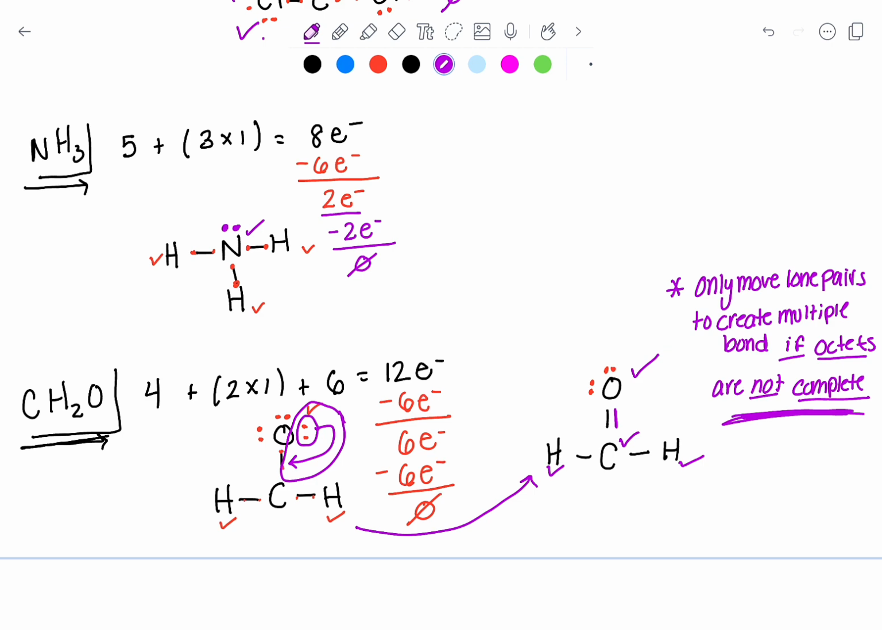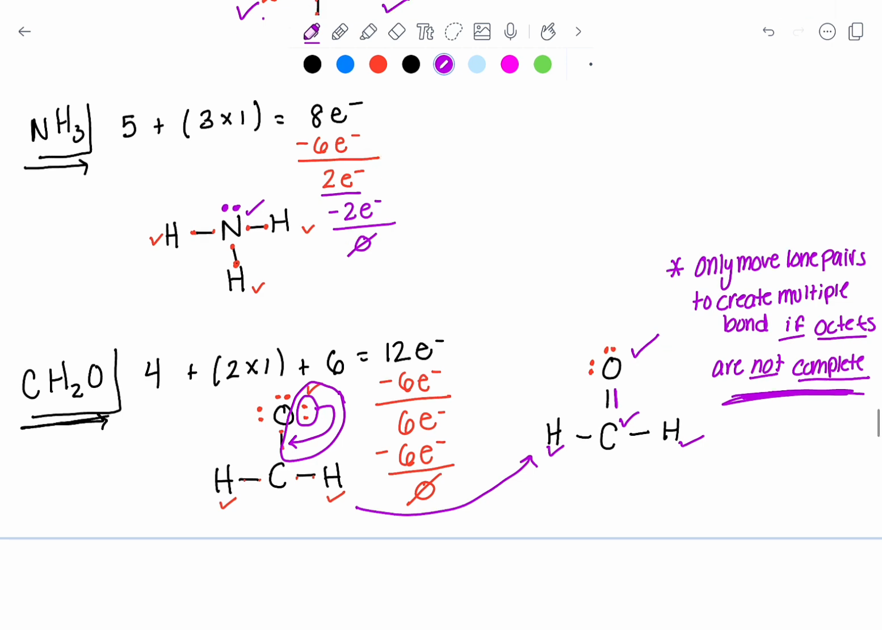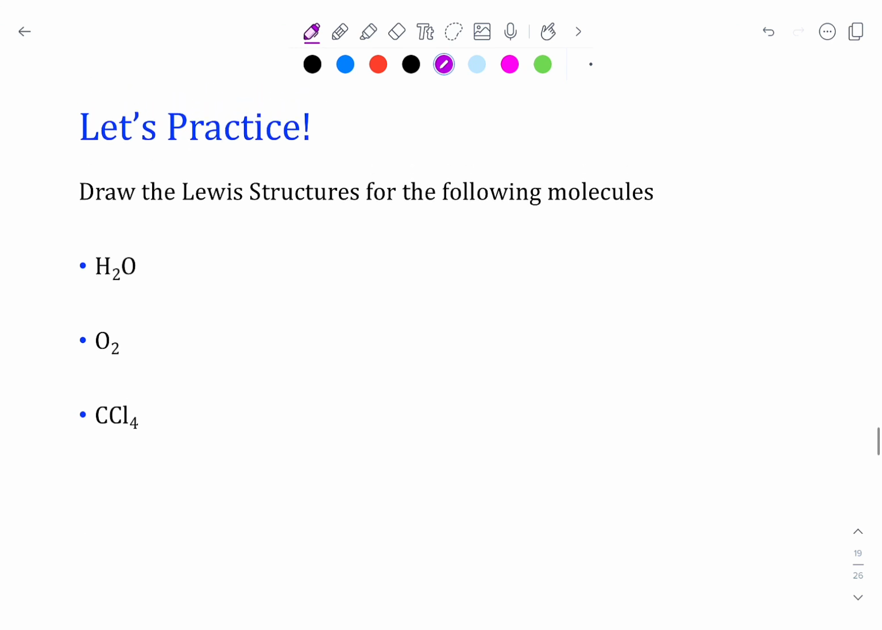So we have to check our octets. That's why it's the very last step. Okay, let's keep on practicing. Keep on doing it. We're going to practice these until we master them.